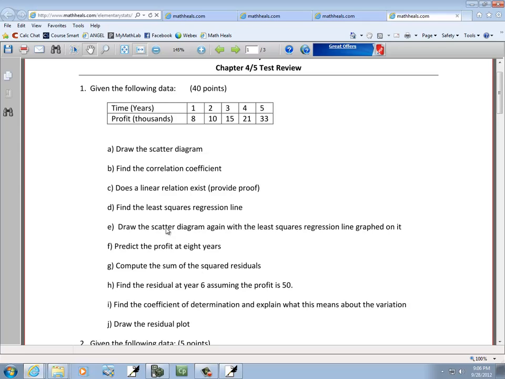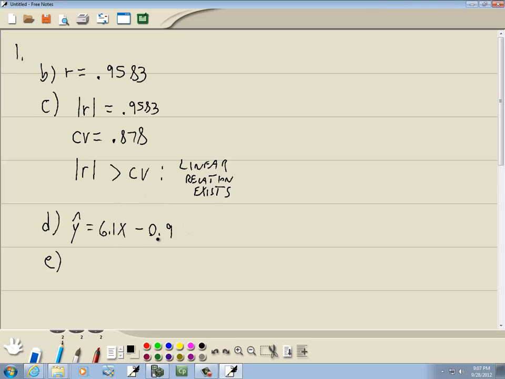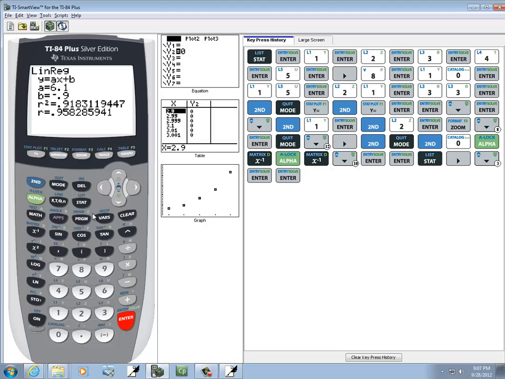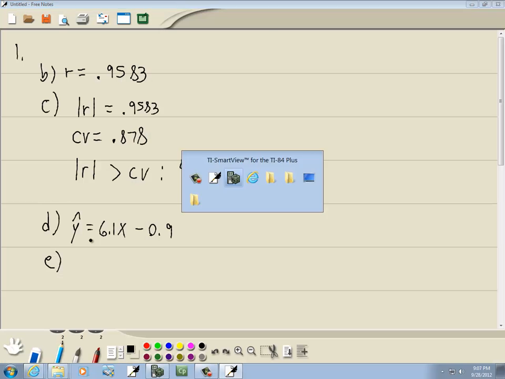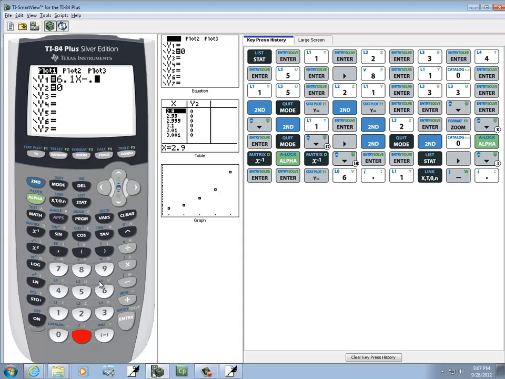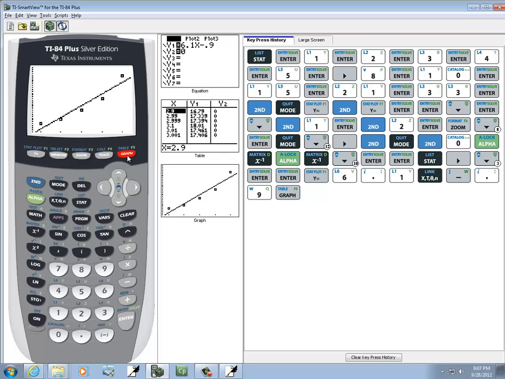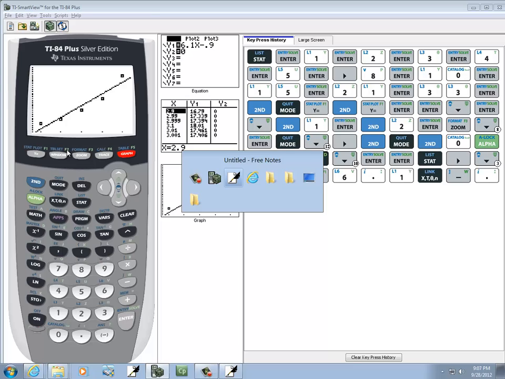And that's our least squares regression line. Now E says draw the scatter diagram again with the least squares regression line graphed on it. Okay, so we got this graph right here. If I press y equals, I'm on y1 and I'll type in 6.1x minus 0.9 and then press graph. Now my scatter diagram is still there, and it puts the line on there so we can see the two together. So that'd be the answer to part E.